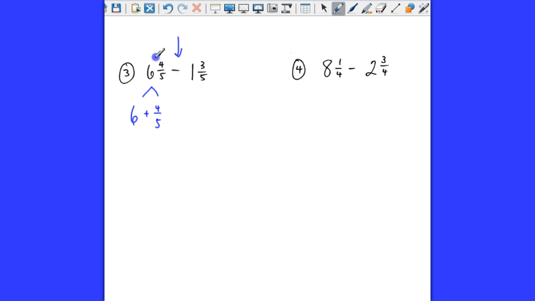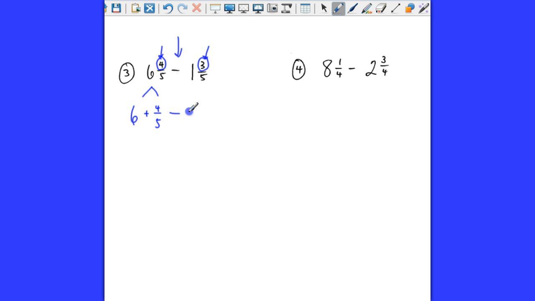Okay, and what I'm looking for here, I'm looking at this 4, and I'm asking myself whether or not that number is large enough to take away this number here. And it looks like it is, because 4 take away 3, because you're going to be taking that fraction away, 4 take away 3 would give me 1. So I'm okay to do this. Now watch how it expands.